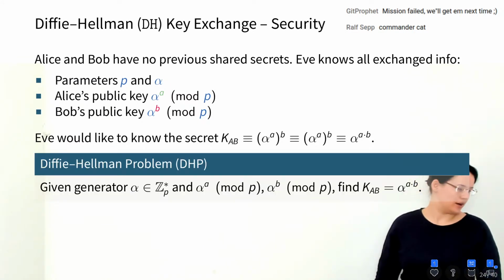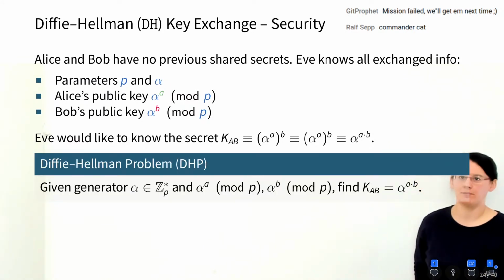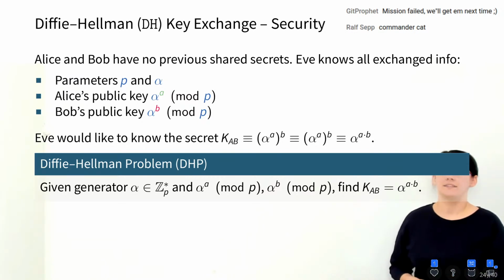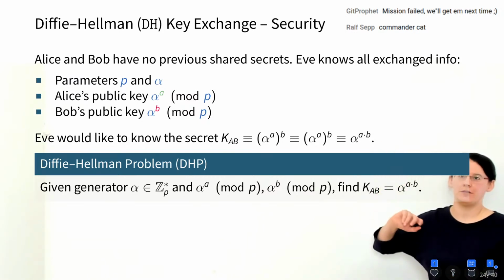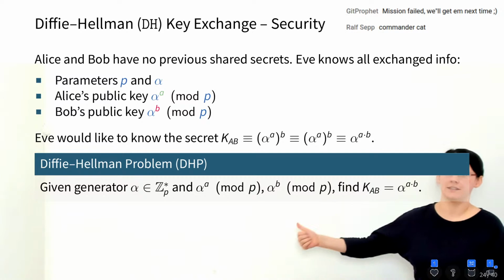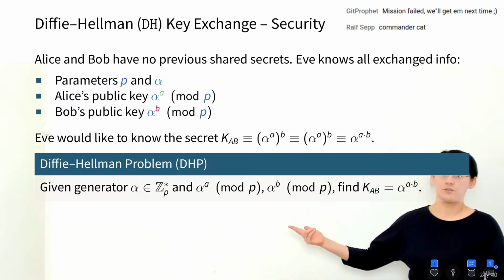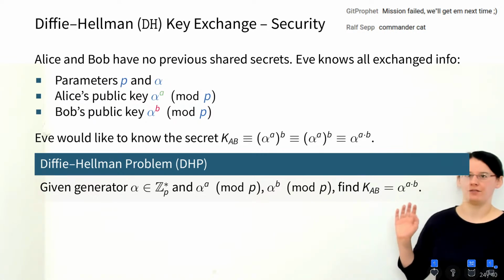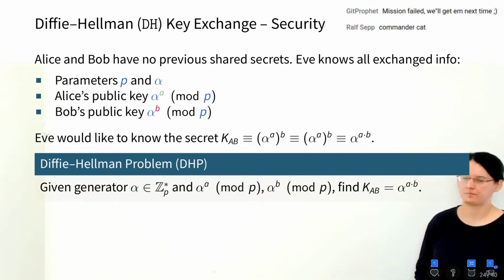We also call this the Diffie-Hellman problem because it's the essential security problem of this scheme. And it says exactly what we said above: given the public system parameters alpha and p, and given the two public keys, the challenge is to find the resulting alpha to the a times b.